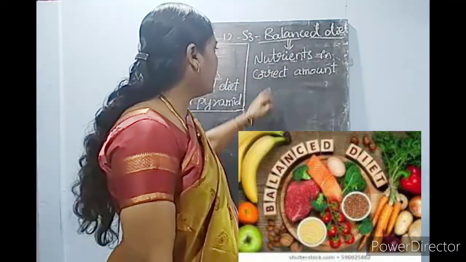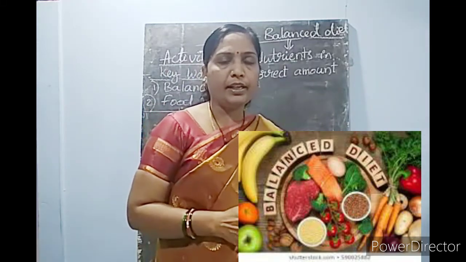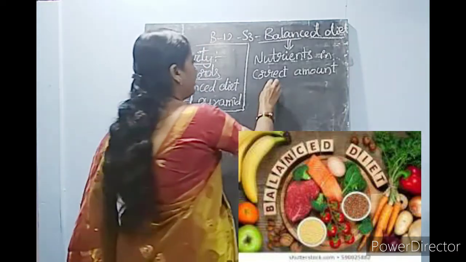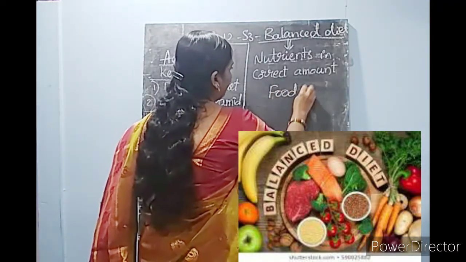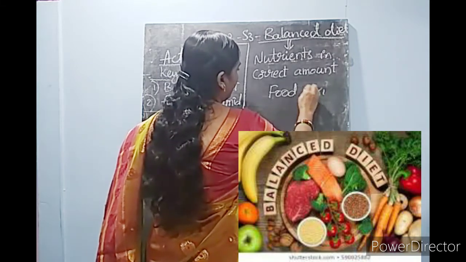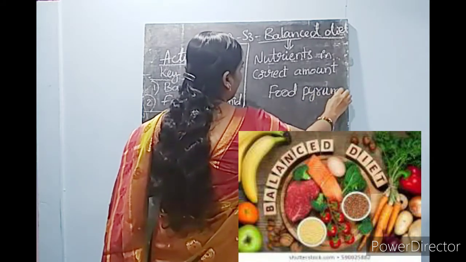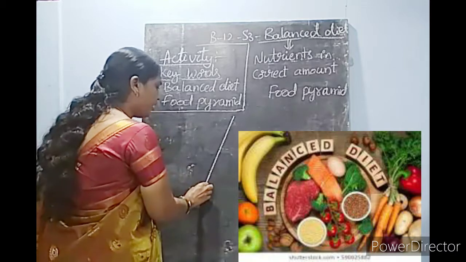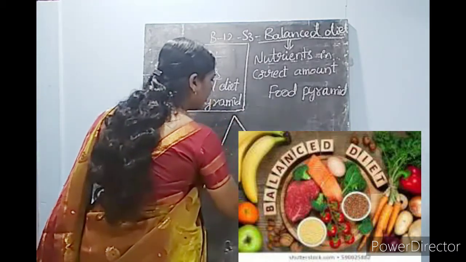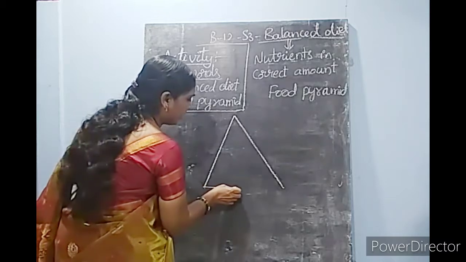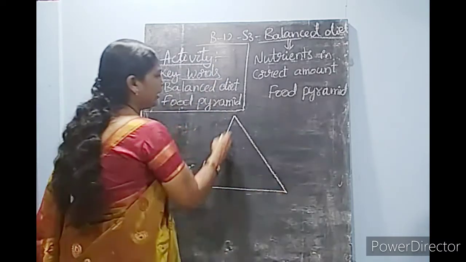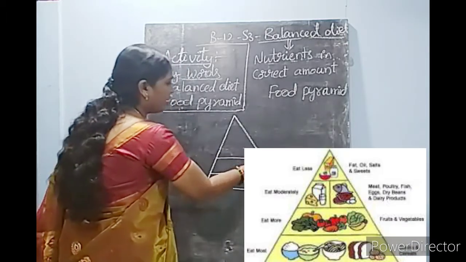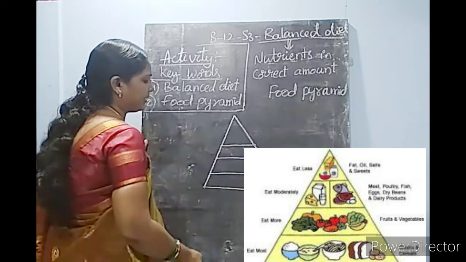Then how do you know whether a particular nutrient is in the correct amount or not? To understand that, you must know about the food pyramid. So now I'll draw the food pyramid and let you know how much of each nutrient there should be, which nutrient we need to take more and which should be very less in our diet. The food pyramid tells us what type of nutrient to eat more and what type to eat less.